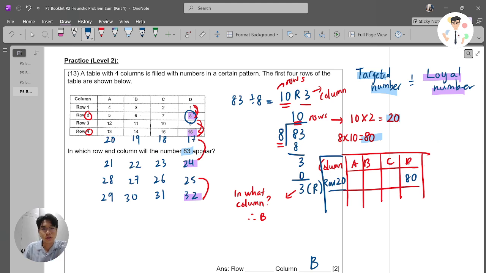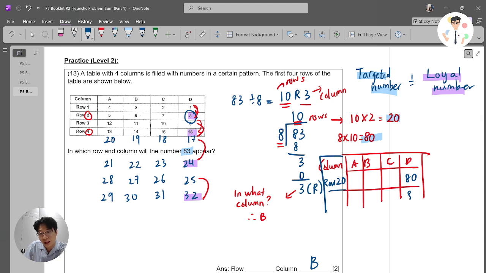But teacher, just now you mentioned that 83 is at column B. So again, row 20 is 10 times 2. 8 times 10 is 80. So how do we get 83? And do you notice that all these 8, 16 are actually the multiples of the loyal number, right? So after this, you go down here, here, then here. You go down here, here, here. So the same thing here.